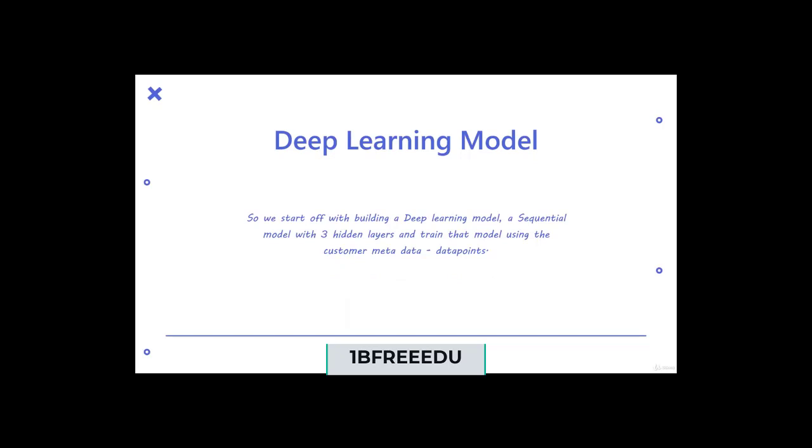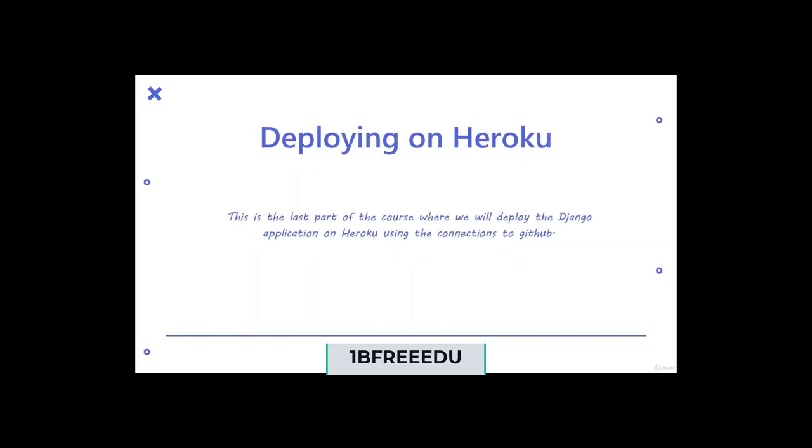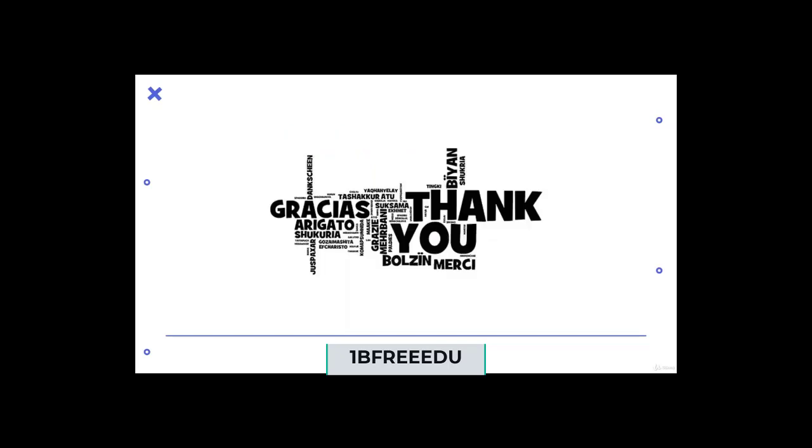Now the first part is building a deep learning model. We start off with building a sequential model with 3 hidden layers, and train that model using our customer metadata, or our dataset. Next is building a web application. We will be using Django, and we mount the model that we build in the first part into the second part, that is our Django web application. Lastly, we deploy this web application onto Heroku using GitHub. So now let's move forward to the first part, where we are building our deep learning model.